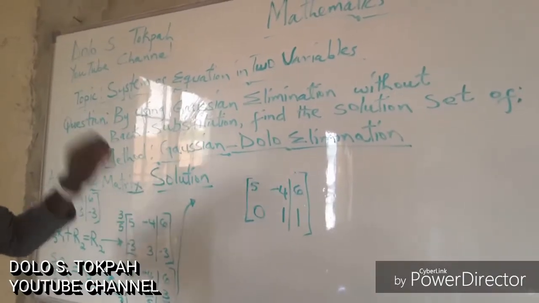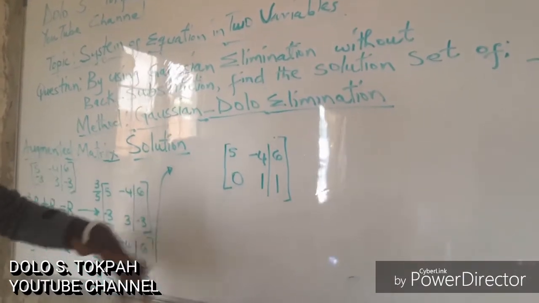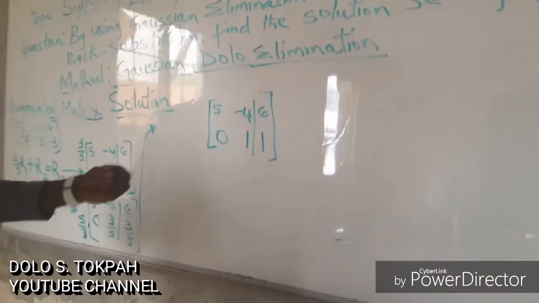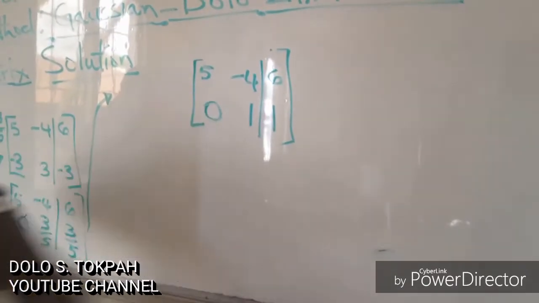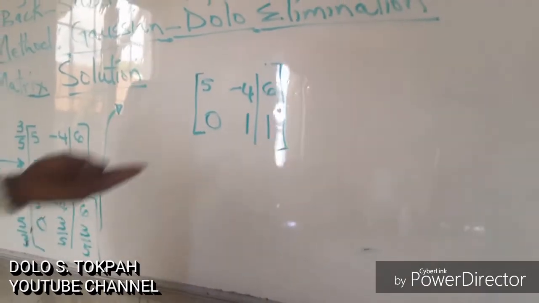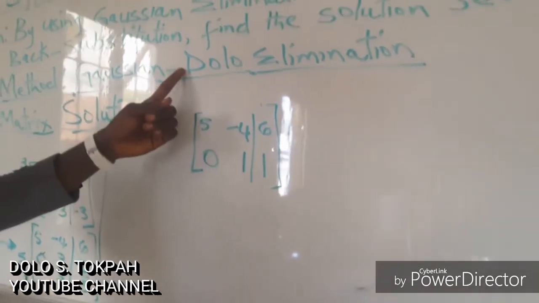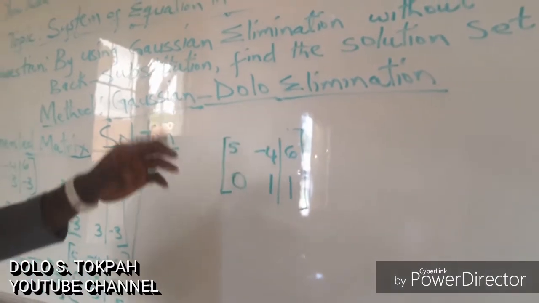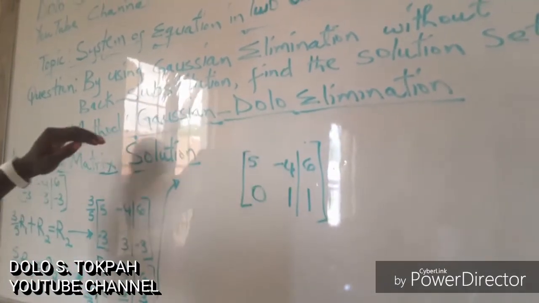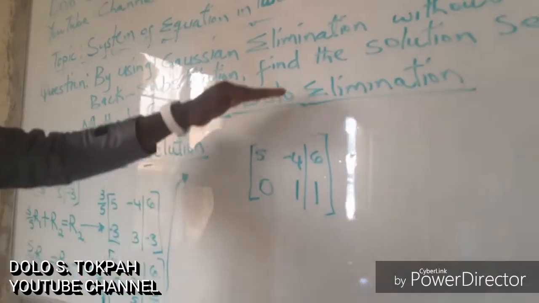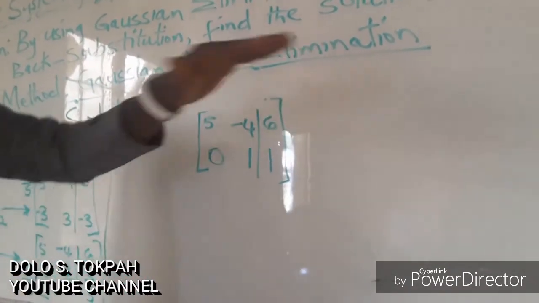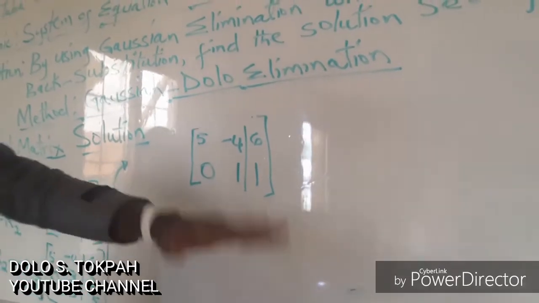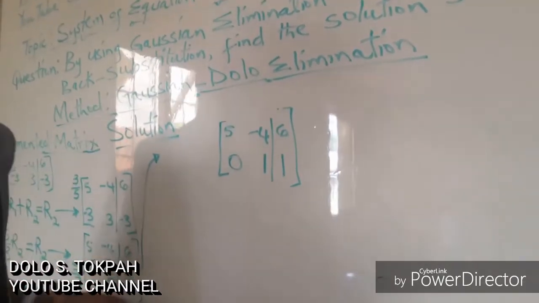So like the question says here, we should use the Gaussian elimination without back substitution. So it is from here that I created a means to continue to use the matrix and get our answer. That's why I call it the Gaussian-Dolo Elimination. Because from this level, we're going to keep using matrices until we get our answer. We are not going to use back substitution. No back substitution. So let's keep it up.